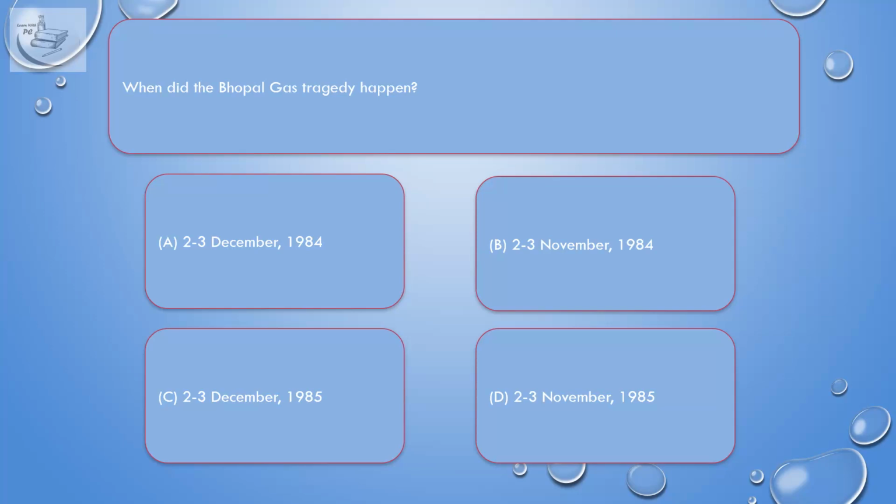Question: when did the Bhopal gas tragedy happen? A. The 2nd to the 3rd of December 1984. B. The 2nd to the 3rd of November 1984. C. The 2nd to the 3rd of December 1985. D. The 2nd to the 3rd of November 1985. Correct answer is A. The 2nd to the 3rd of December 1984.